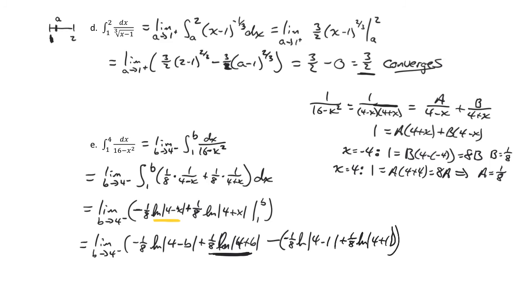4 plus b. If b is close to 4, 4 plus b is going to be close to 8. The natural log of 8 is a perfectly fine number. If b is close to 4, 4 minus 4 would be 0. The natural log of 0 is undefined, so we have to investigate its behavior. Now let's think about this. We're approaching 4 from the left, so it's a number that's just a little bit smaller than 4. So this is the natural log of a small positive number.